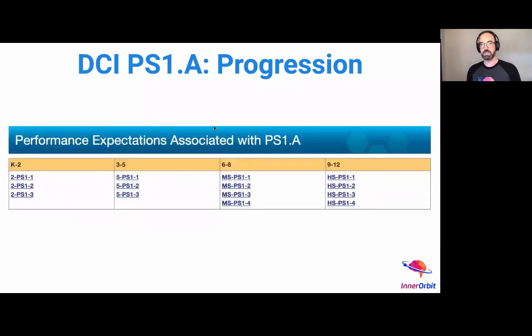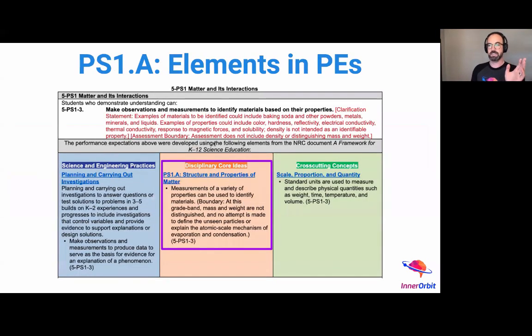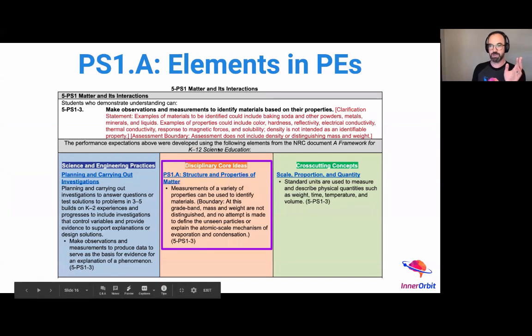San Diego County in California has a spectacular website, and you can look up each of the DCIs and see what performance expectations they're associated with. So for PS1A, there are PEs in K-2, 3-5, 6-8, and 9-12 that are associated with this DCI. And inside each of those performance expectations, there are elements. So I just want you to pay attention to the purple highlight here.